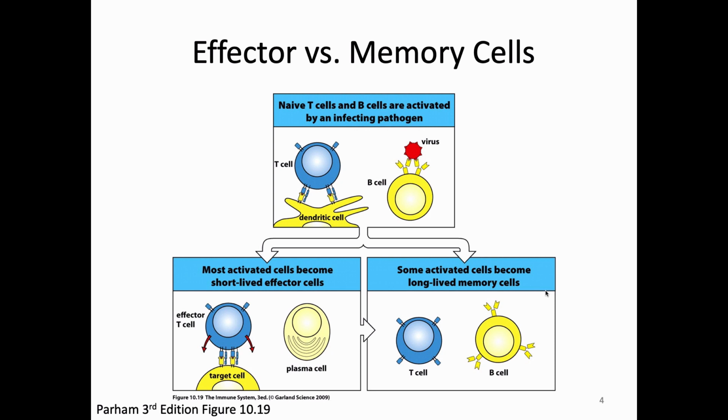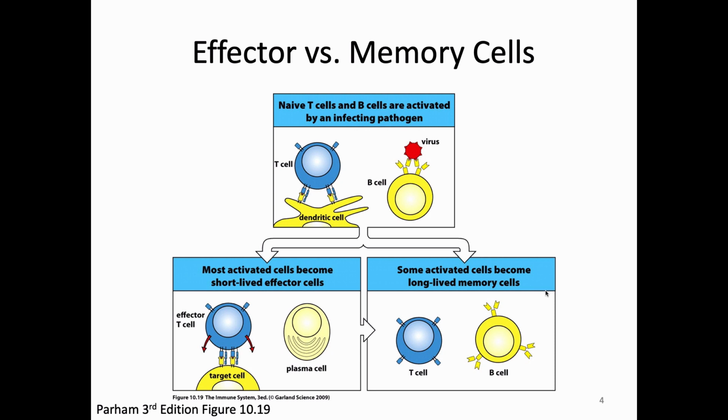One type are known as effector cells. The effector cells are all the cells we've already talked about. They have their effect. They are, for example, in the case of a T cell, the CD8 cytotoxic T lymphocyte, the killer T cell. In the case of the CD4, it might be the helper T cell. Those would be the effector cells. In the case of the B cell, it's the plasma cell.